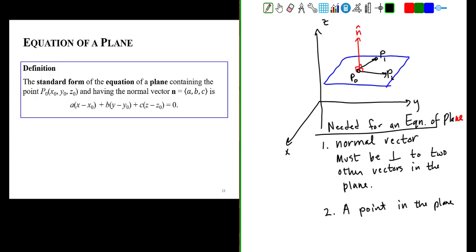This standard form of the equation of the plane is given by the first component of our normal vector times the difference between the x coordinate of our point P in the plane and the x coordinate of our point P naught that is known in the plane, plus the second component of our normal vector times the difference between the y coordinate of point P and the y coordinate of point P naught, plus the third component of our normal vector times the difference between the z coordinate of point P and the z coordinate of our P naught point in the plane.